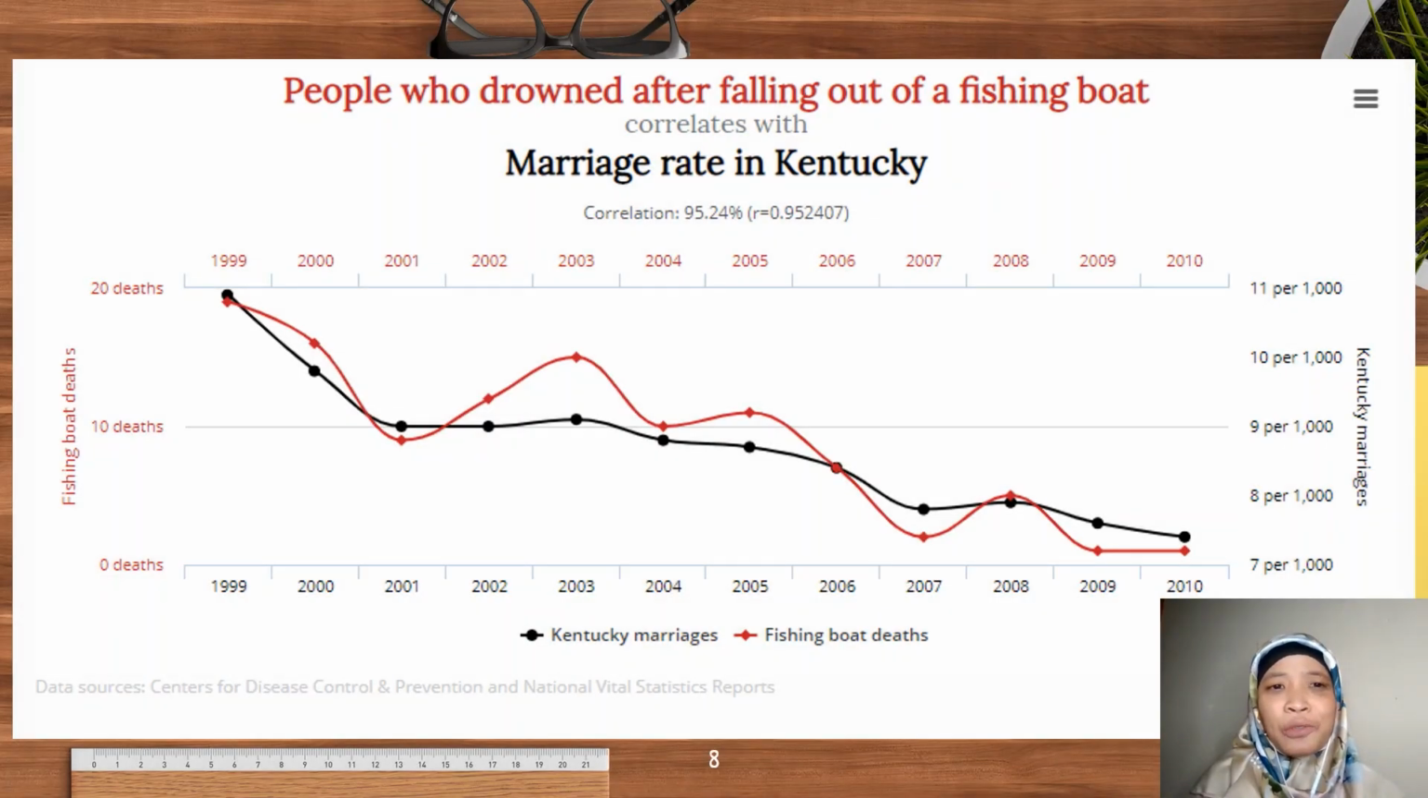Another graph shows the correlation between people who drown after falling out of a fishing boat and the marriage rate in Kentucky. The R index or coefficient is also very high, 0.95. Should we tell people of Kentucky to stop getting married?